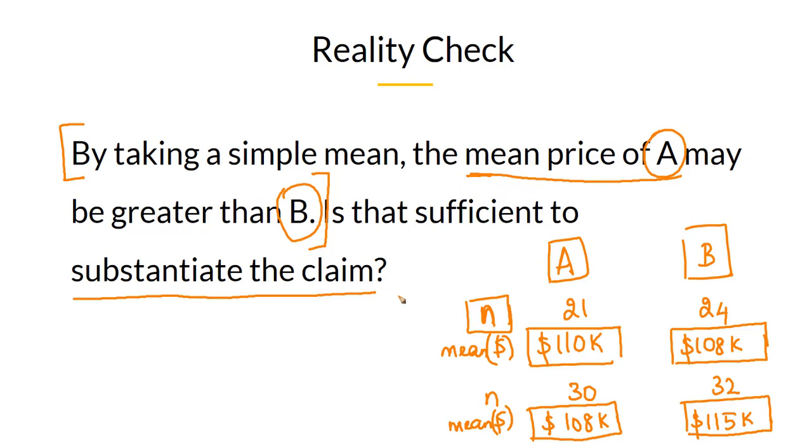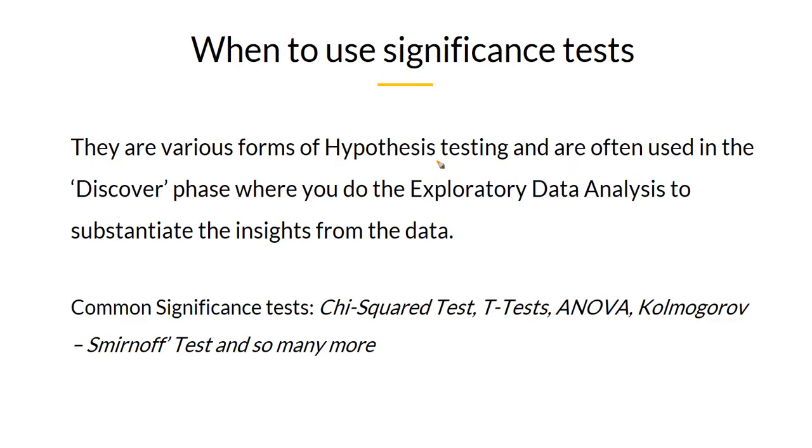So always, before making a claim, especially if you are going to be presenting it to a larger audience or making business decisions based on that claim, you need to substantiate it with a suitable statistical significance test. That is always a standard practice before you publish. Now, when do you use the statistical significance test in the context of a machine learning project workflow?